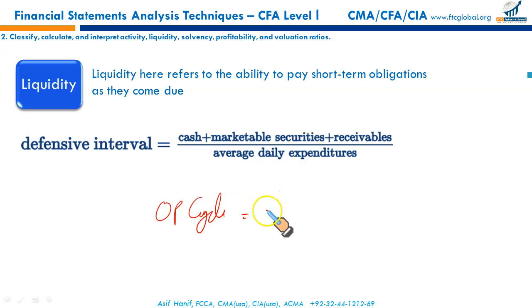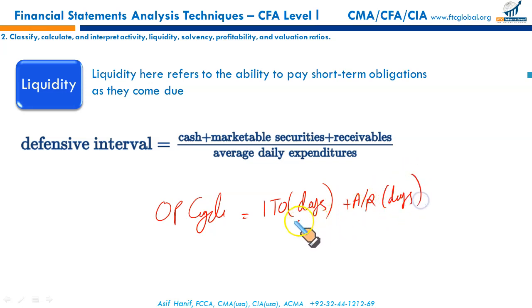It is calculated by adding two things. Inventory turnover in days, remember it must be in days, not turnover ratio, that is the number of times, and your account receivable turnover in days. Means for how long do you keep your inventory with you? How long does your average receivable take to pay you? Adding these two gives you the size of operating cycle.